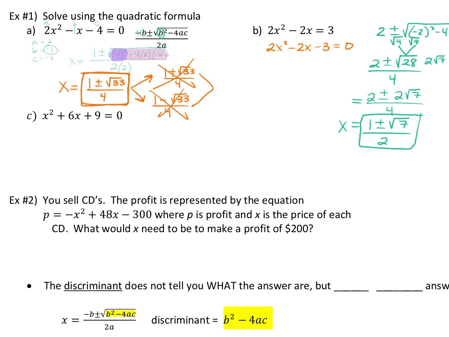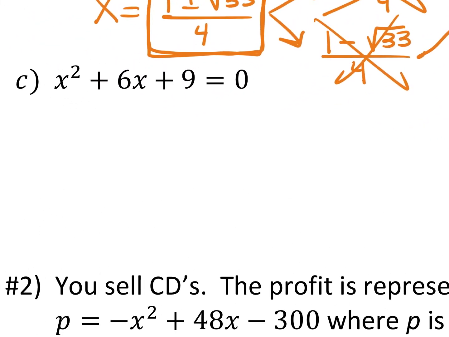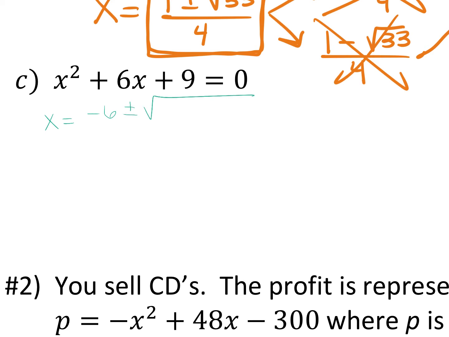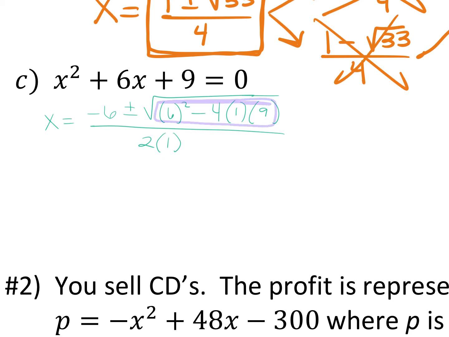Okay, look at this one. Letter C here. We're saying x equals a negative b, so negative 6 plus or minus the square root of 6 squared. Technically, you don't need parentheses around that, but I'm just playing it safe here. Minus 4, what's your a value? 1. And then your c value? 9. Okay. All over 2 times your a value of 1. So that's your initial setup. What do you get when you plug this into your calculator?